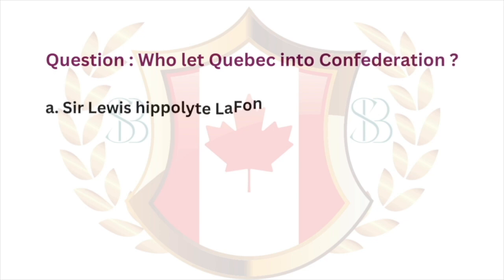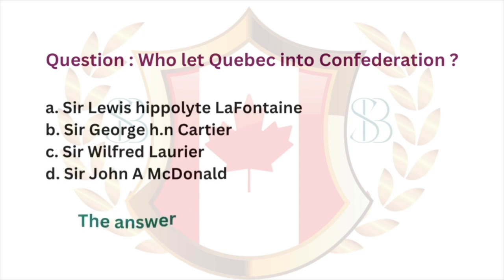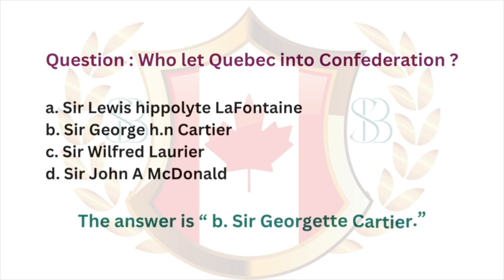Question: Who let Quebec into Confederation? A, Sir Louis Hippolyte Lafontaine. B, Sir George-Étienne Cartier. C, Sir Wilfrid Laurier. D, Sir John A. Macdonald. The answer is B, Sir George-Étienne Cartier.